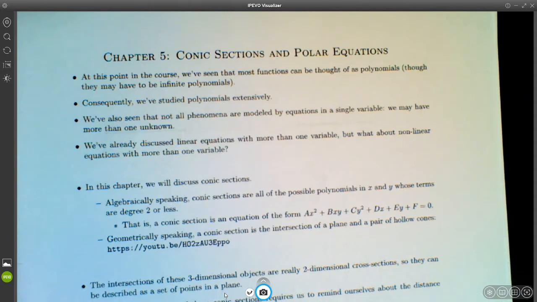So we're going to go up to two variables, and we're just going to look at the simplest case of polynomials in two variables, and that's quadratic polynomials in two variables. And that's what conic sections are. They're quadratic polynomials in two variables.